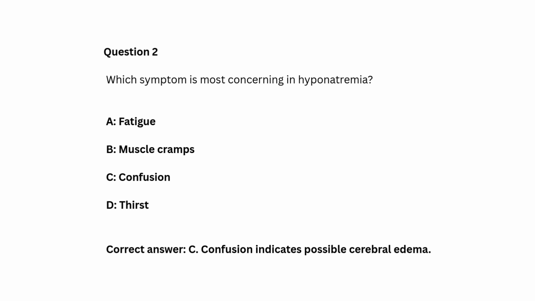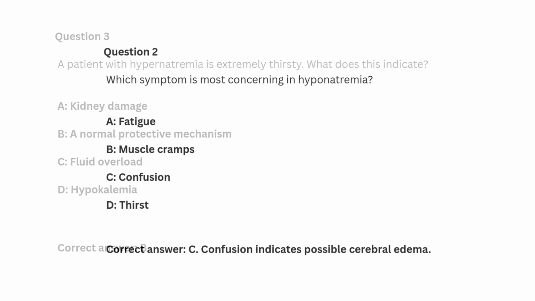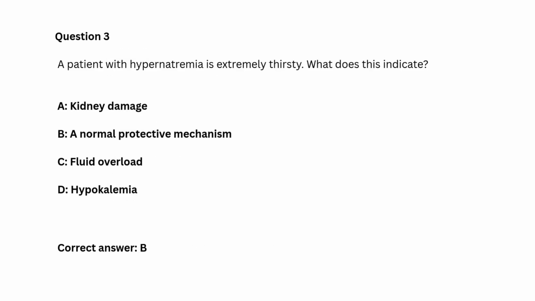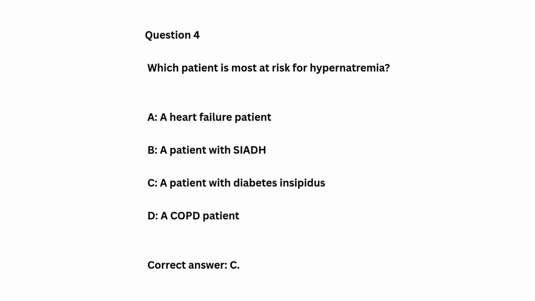Question 2. Which symptom is most concerning in hyponatremia? A. Fatigue. B. Muscle cramps. C. Confusion. D. Thirst. Correct answer C. Confusion indicates possible cerebral edema. Question 3. A patient with hypernatremia is extremely thirsty. What does this indicate? A. Kidney damage. B. A normal protective mechanism. C. Fluid overload. D. Hypokalemia. Correct answer B.